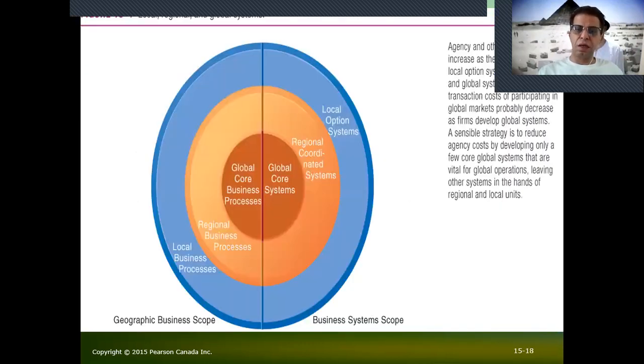So basically, you divide things into three divisions. The global core business processes come with the global core system, and then you have the regional business processes with the regional coordinated system built in. And the last part is the local option systems, which are added to local business processes, like the Middle East extension and the IBM HR Access.